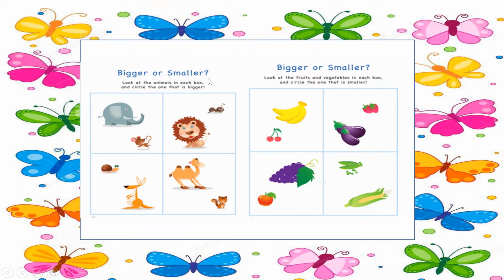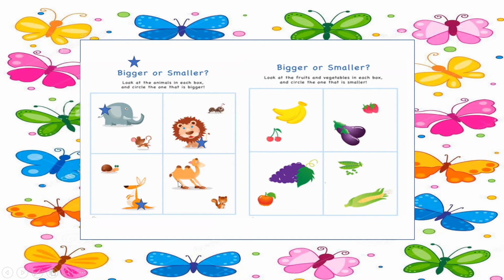Now look here. Here are some animals while here at the right side are some fruits and veggies. Some animals are big while the others are smaller. The big one we are going to point with a blue star. So look at the picture. The elephant is big or the mouse? Yes, the elephant is big while the mouse is not. Here the lion is big while the ant is not. Here the kangaroo is big while the snail is not.